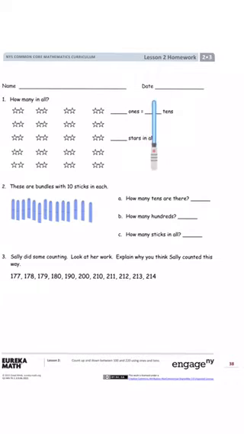And then you also need to tell me how many tens. So think about it. This is one group of 10. So how many tens? And then also how many stars in all.